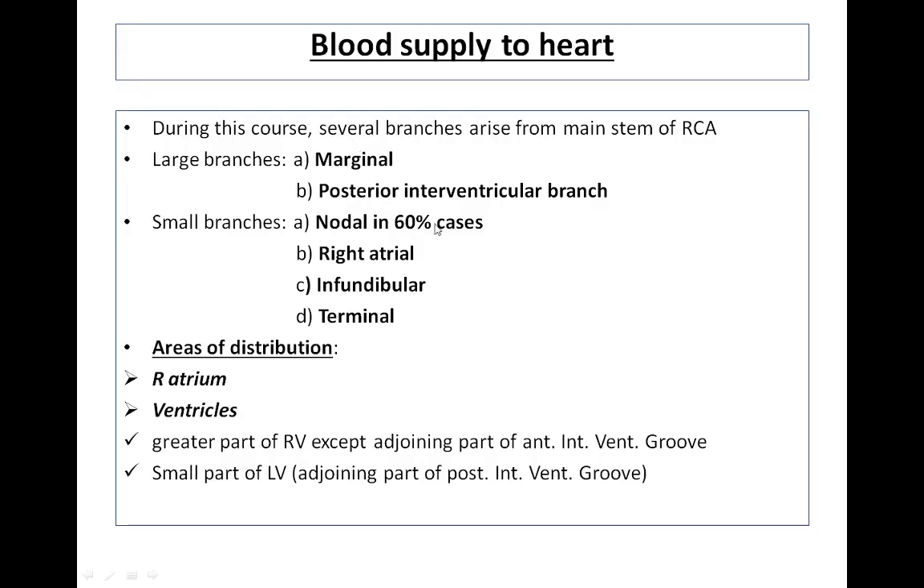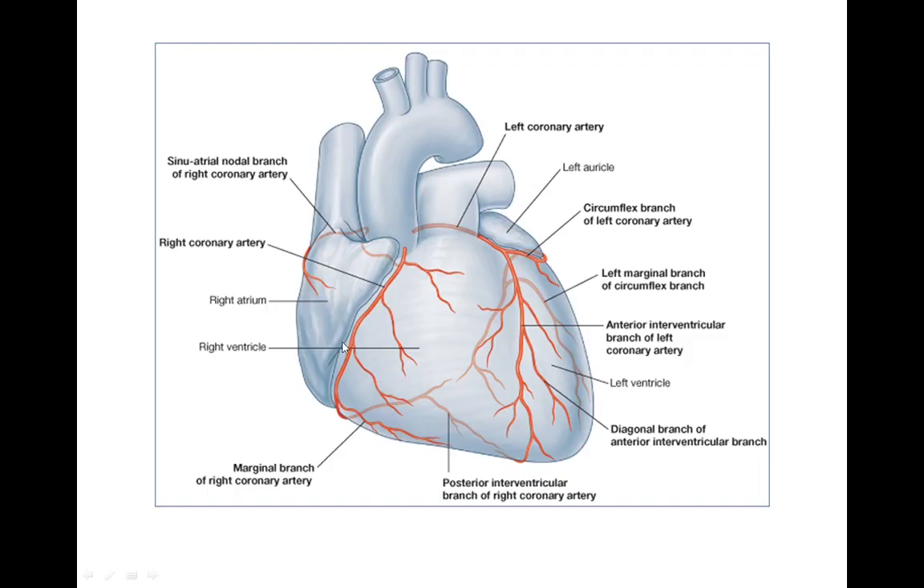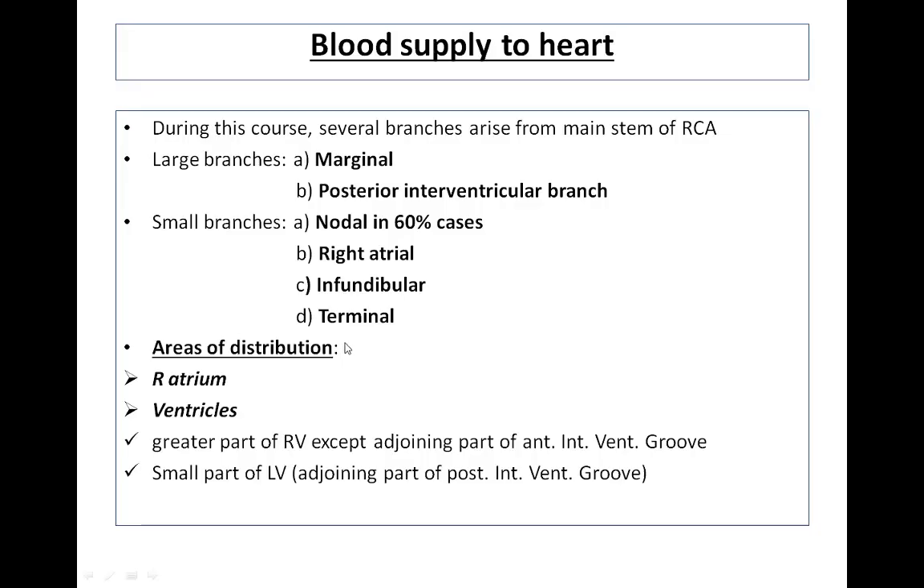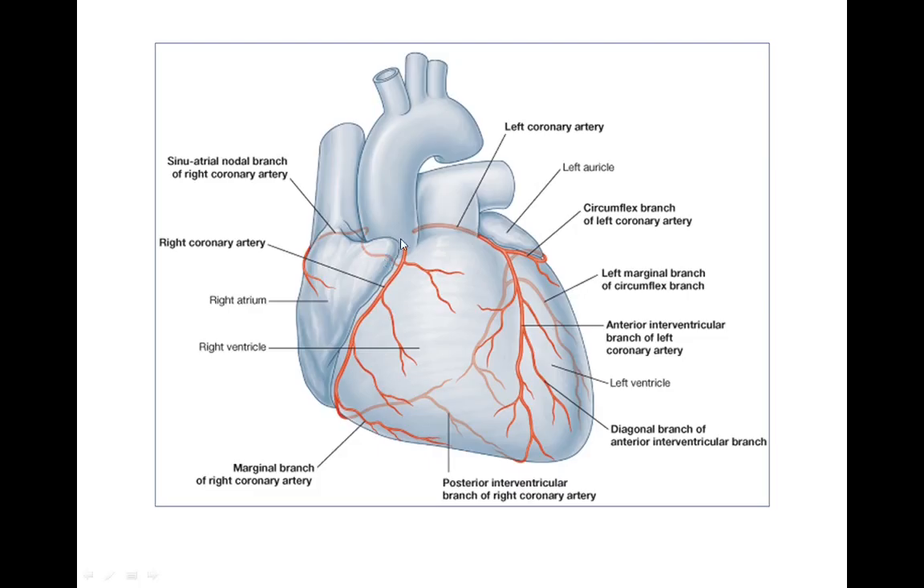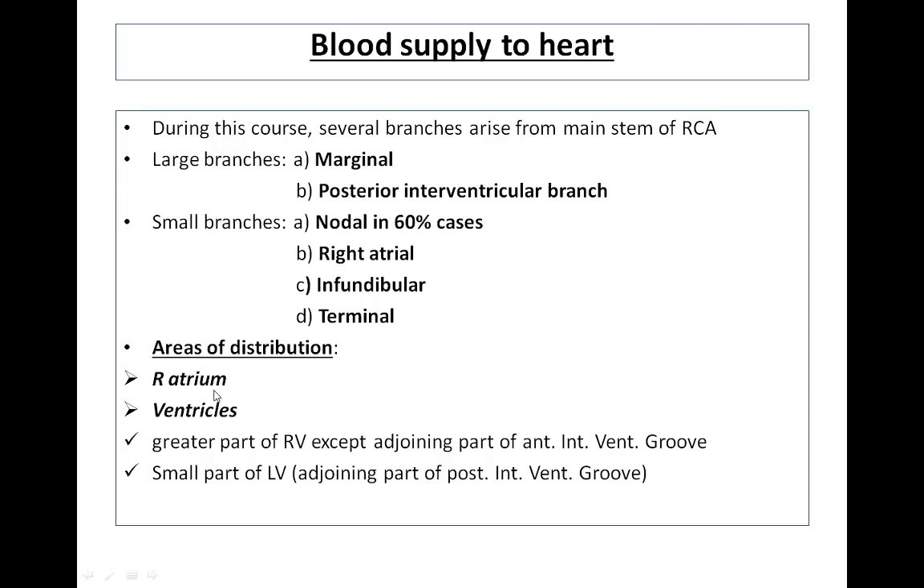Now, where will these branches supply? It is very easy to remember actually. Just first try to draw the diagram and do some imagination. So the areas of distribution: it is the right atrium, because your right atrial branch is there. The right coronary is nearer to the right atrium, so it will have to supply it. So, right atrium. Then ventricles.